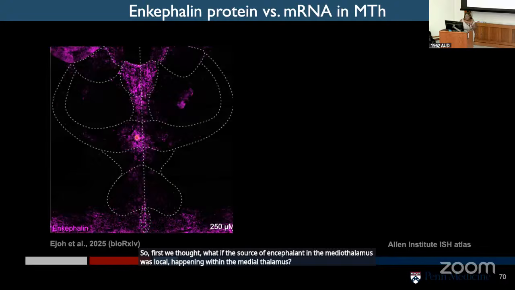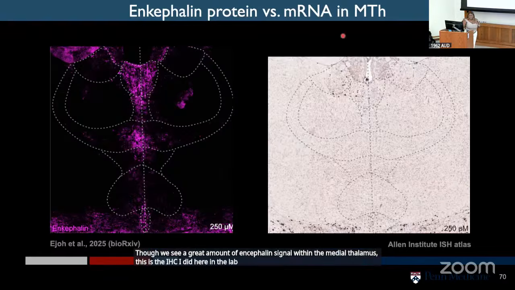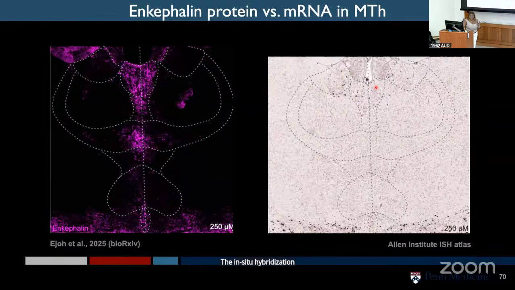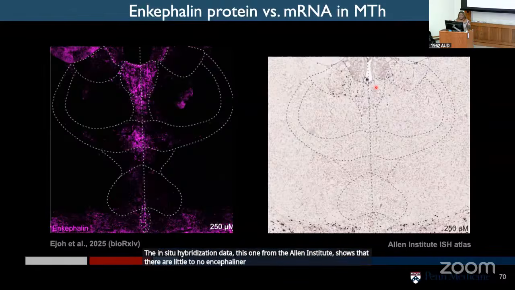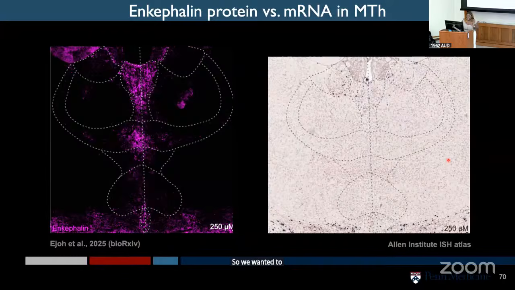Though we see a great amount of enkephalin signal within the medial thalamus, this is the IHC I did here in the lab, the in situ hybridization data, this one from the Allen Institute, shows that there are little to no enkephalinergic somas within the medial thalamus. So it looks like the enkephalinergic modulation of this population will be coming from long-range inputs from different parts of the brain. So we wanted to hunt to find these long-range inputs.